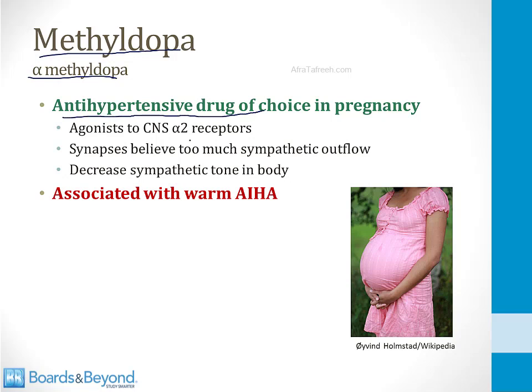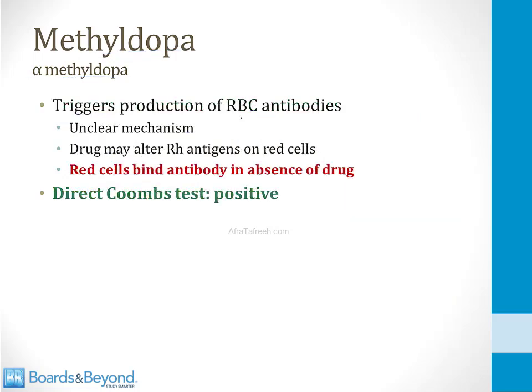It's an agonist to central nervous system alpha-2 receptors, so the synapses will believe there is too much sympathetic outflow because methyl dopa is stimulating the alpha-2 receptors. This will cause the central nervous system to decrease the sympathetic tone in the body, and that will result in a lowering of the blood pressure. And this drug is associated with warm autoimmune hemolytic anemia. Methyl dopa triggers the production of red blood cell antibodies.